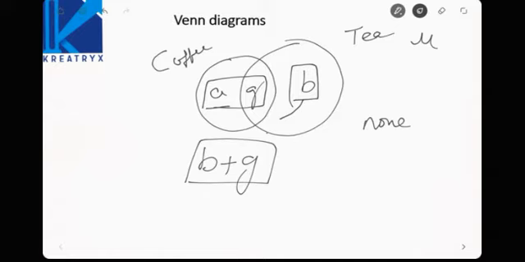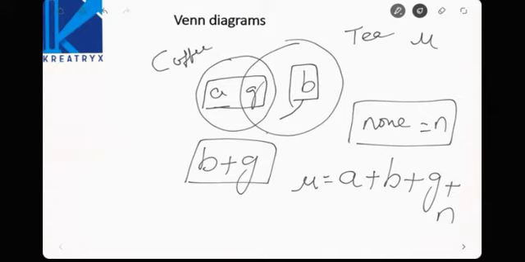Mu means total. Total is equal to A plus B plus G plus none. None is given as N. None means the persons who don't take coffee and tea. Your total must contain the persons taking tea, taking coffee, both, and none also.